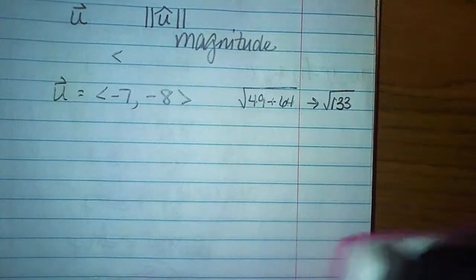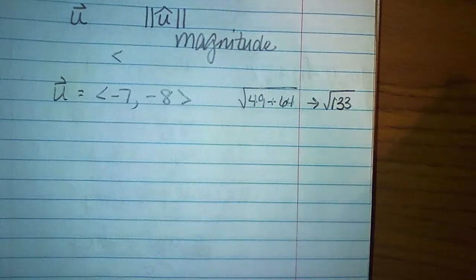Okay, so now we're going to do it again. That had better be right, because I don't even know. So 49 plus 64 is 113. Lord help me.